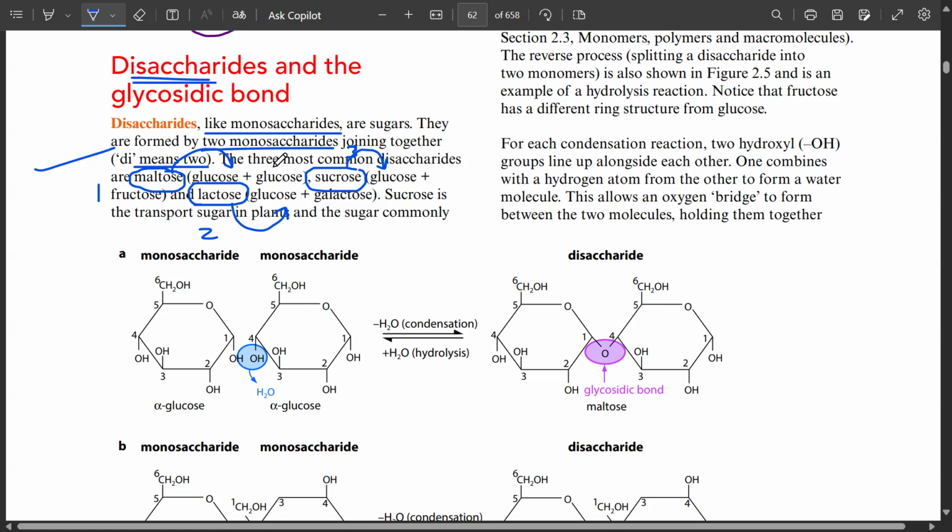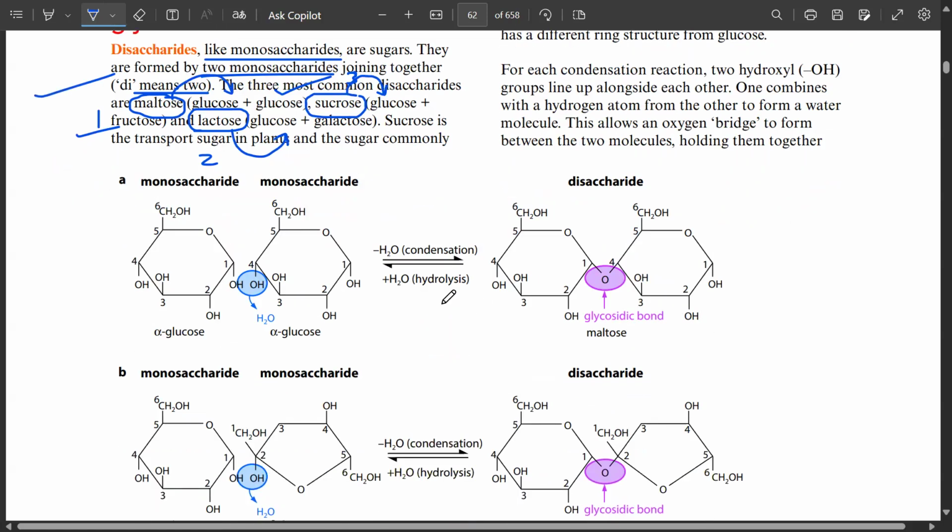Okay, maltose is glucose and glucose. Sucrose, glucose again common, but it's made with fructose. And lactose, again glucose is common, but it's joined with galactose. So these are the three hexoses which are interconnecting with each other and forming three combinations.